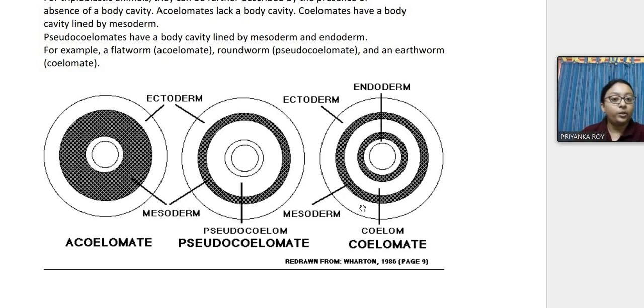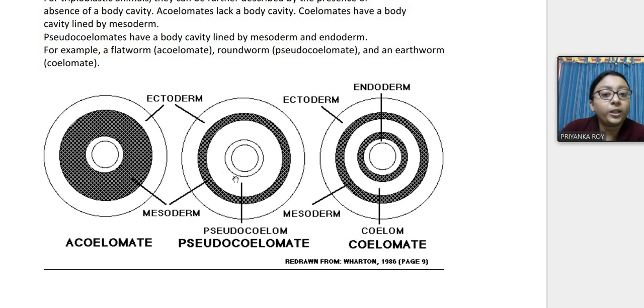Like here, the outer layer is the ectoderm, then the dark layer is the mesoderm. Then you have a cavity. This white layer is the body cavity, which is called coelom because it has mesoderm on both its sides. The dark layer is there on the inner side as well as the outer side. Therefore, it is lined by mesoderm on both sides. And the inner layer is known as endoderm. So this kind of animal having a body cavity lined by mesoderm on both sides is obviously triploblastic as well as coelomate, a true coelom.